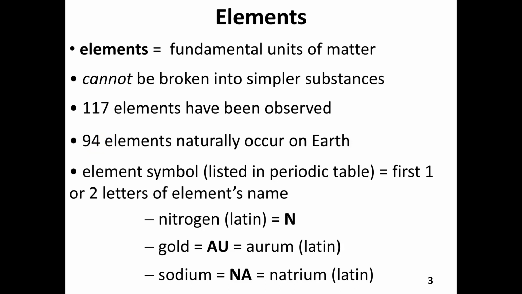When we name elements, we typically use Latin names to give them their symbol. So nitrogen has a symbol N. Gold has the symbol of Au, aurum. Sodium has a symbol of Na, natrium. So these are Latin terms.